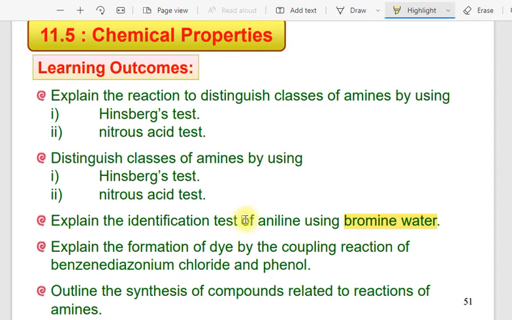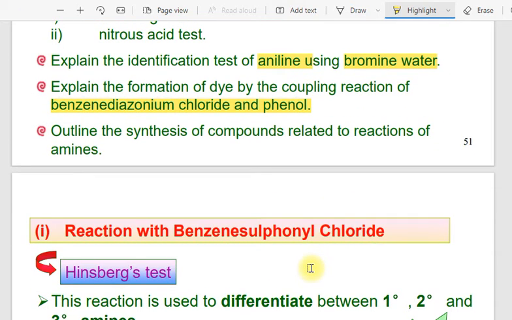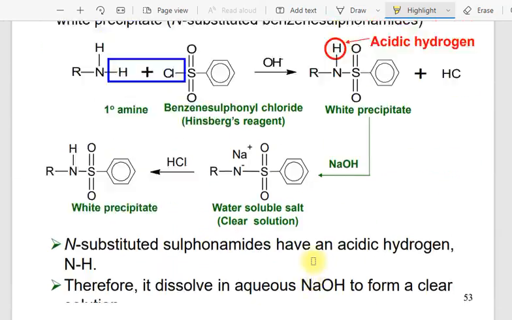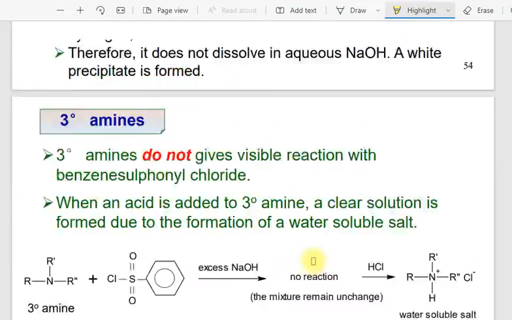Explain the formation of dye by the coupling reaction of benzene diazonium chloride. For information, this is a very popular question because if you check the past year questions, there were many questions related with benzene diazonium chloride and phenol, which can form dye. And they outline the synthesis of compound related to reaction of amine. So we look at the nitrous acid test because the question is related with it.